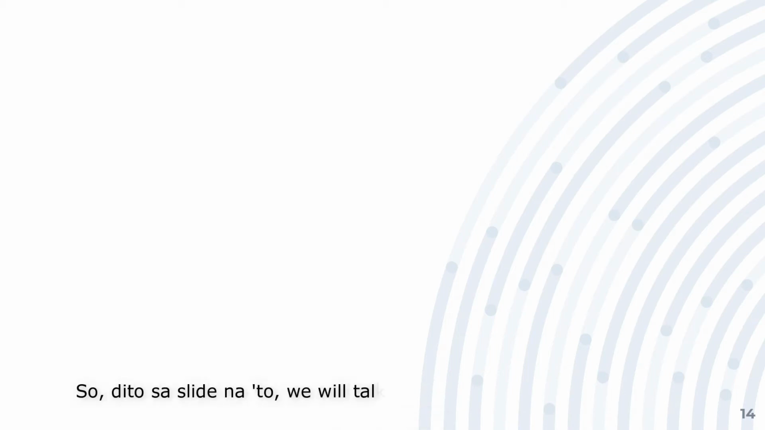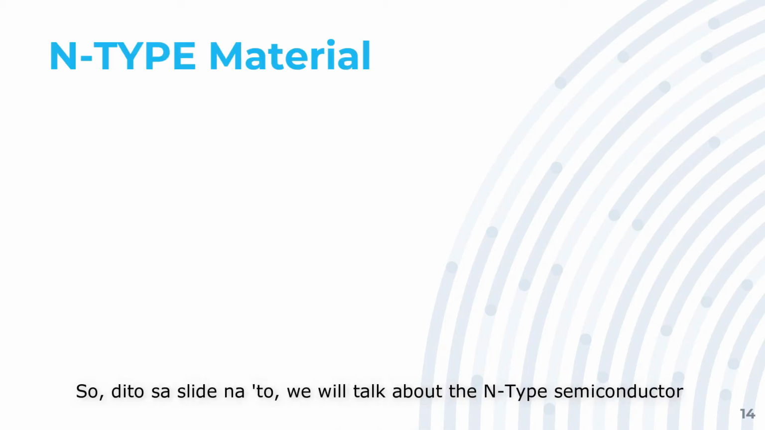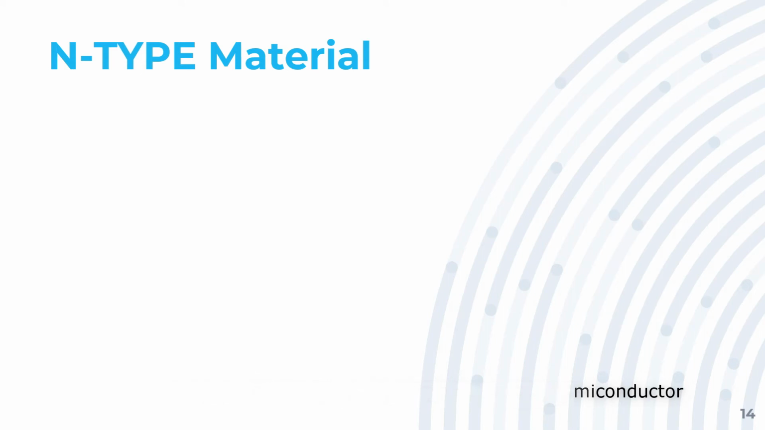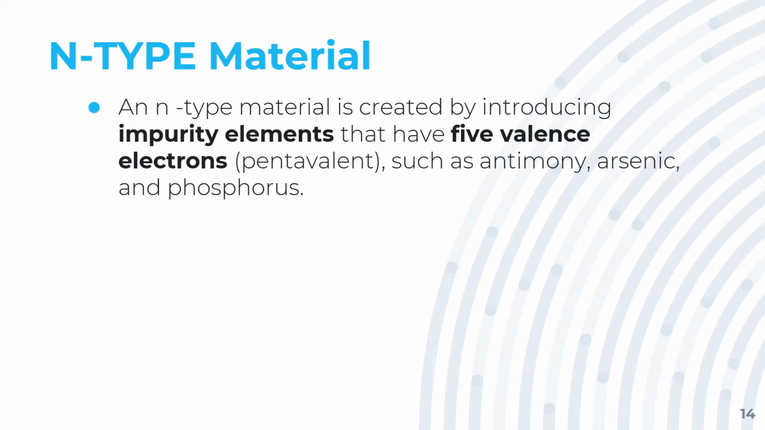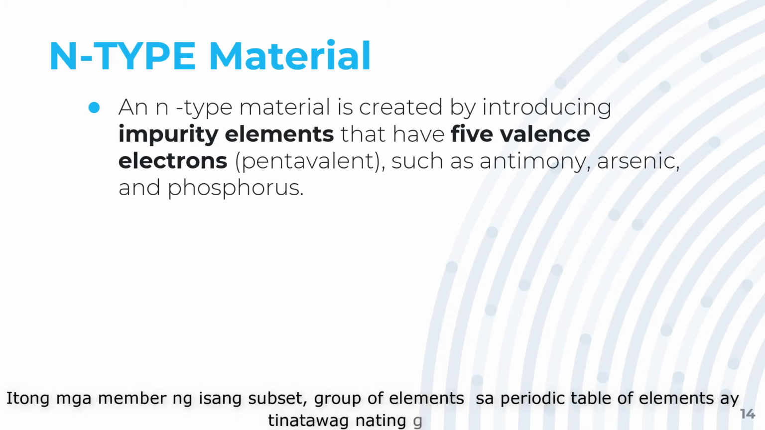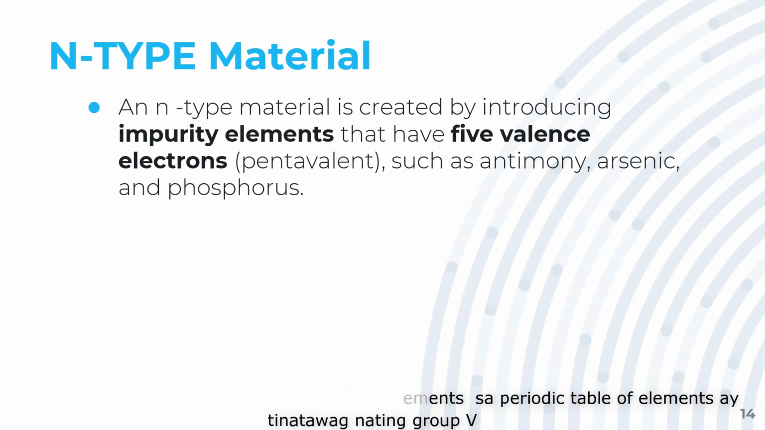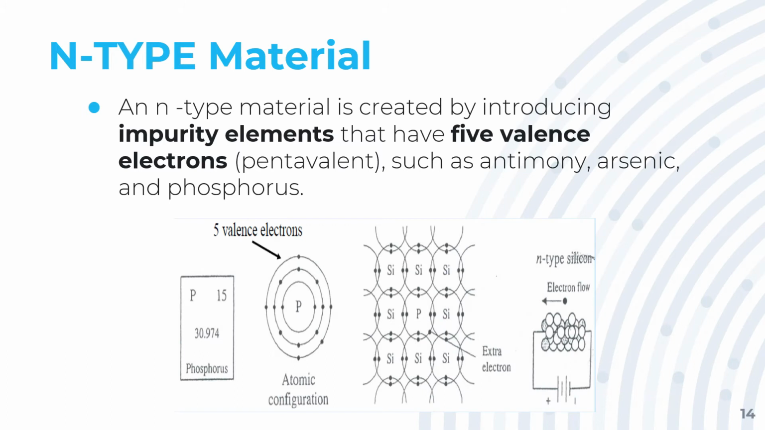So dito sa slide na to, we will talk about the N-type semiconductor. When we say N-type material, it is created by introducing impurity elements that have 5 valence electrons or pentavalent, such as antimony, arsenic, and phosphorus. So itong mga member na ito ng isang subset of group of elements sa periodic table of elements ay tinatawag nating group 5 because each has 5 valence electrons or meron silang 5 electrons each sa kanilang outer shell.